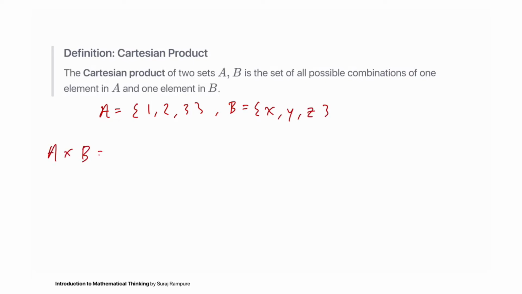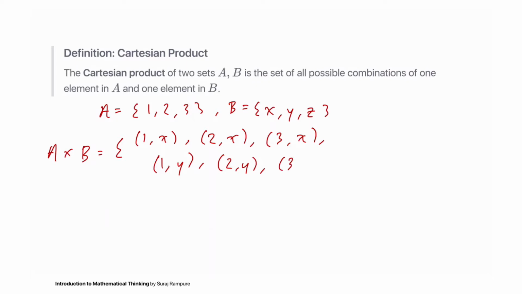So the Cartesian product of A and B will look something like 1 comma x, 2 comma x, 3 comma x, 1 comma y, 2 comma y, 3 comma y, and 3 comma x. Ooh, I'm doing this in the wrong order, aren't I? It doesn't matter. 1 comma z, 2 comma z, and 3 comma z. So this is every combination of one element in A and one element in B. Okay?